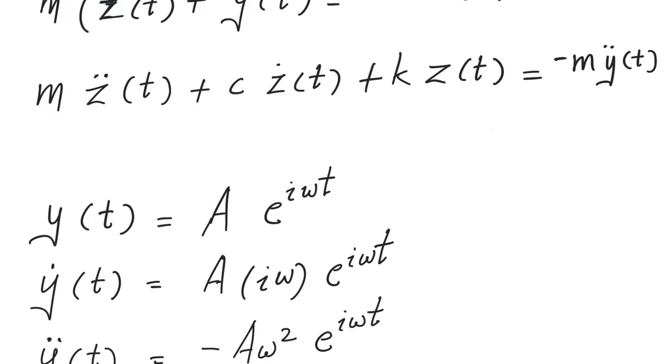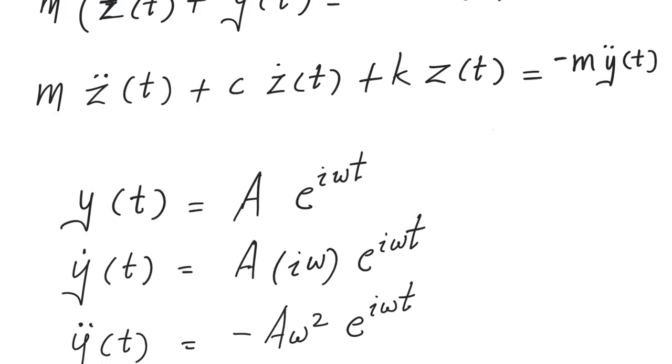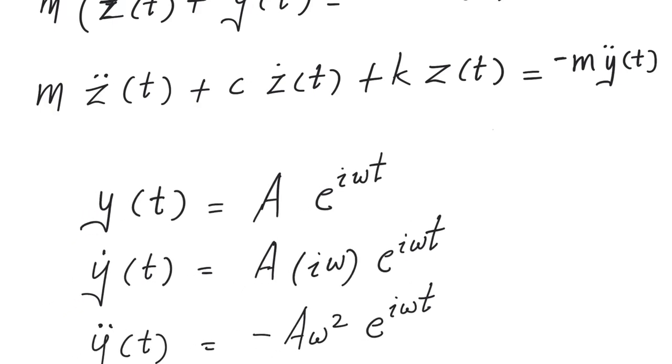This equation pretty much looks like that of a forced vibration equation, where the excitation term is slightly different. It is minus m y double dot of t. So assuming that y of t takes the shape given in exponential form, y of t can be written like this and y double dot of t can be written like this. Simple algebra once again.